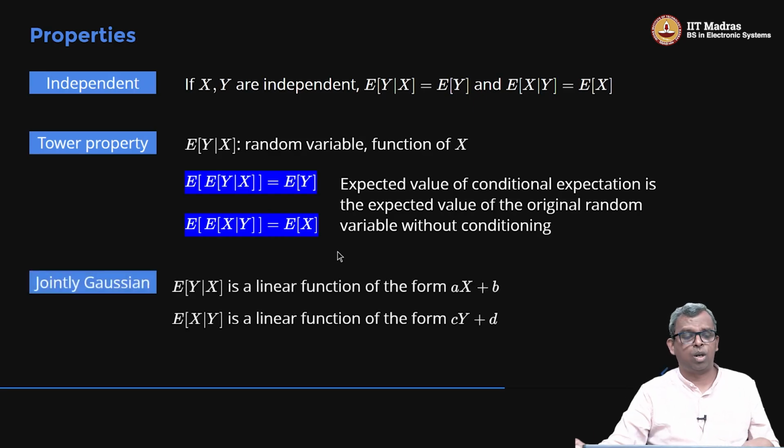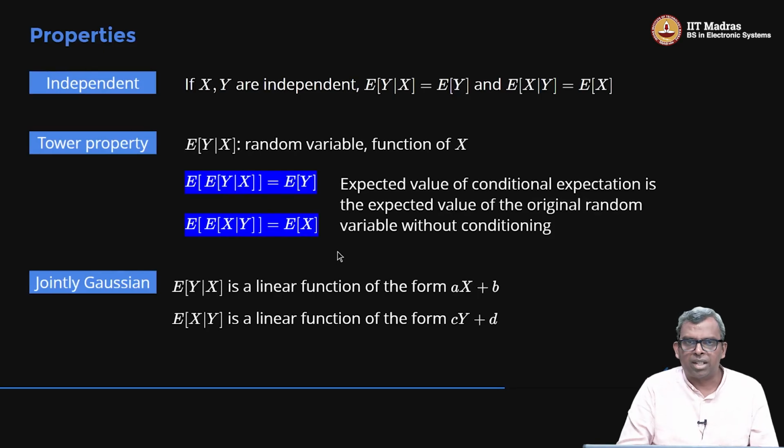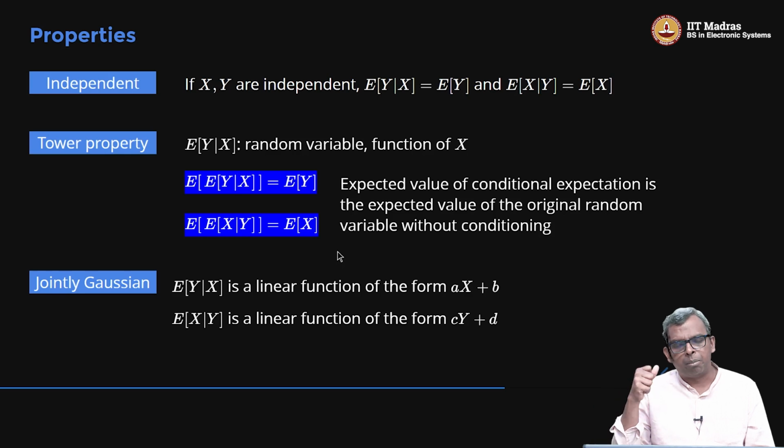The final property we saw is for jointly Gaussian. If you have a jointly Gaussian situation, expected value of y given x is ax plus b, and expected value of x given y is a linear function cy plus d. Okay, so that concludes conditional expectation. It was a slightly longish lecture, but I think it's a very important idea. You have to get your handle on computing conditional expectations very, very easily. In particular, in the 2D Gaussian case, you should be really, really comfortable computing conditional expectation. Pretty much all applications involve computing conditional expectation for the 2D Gaussian case. Okay, thank you very much.